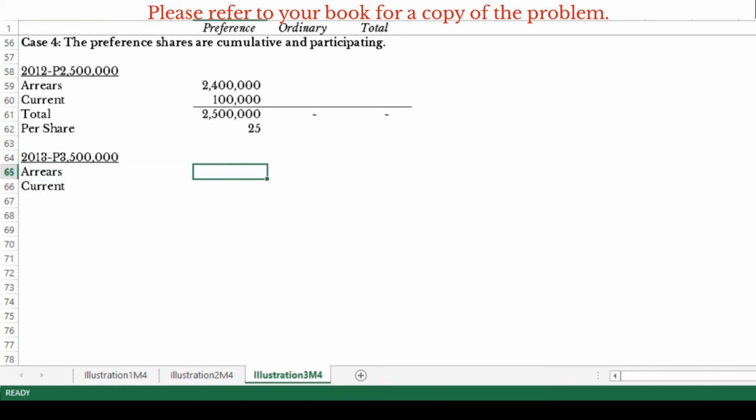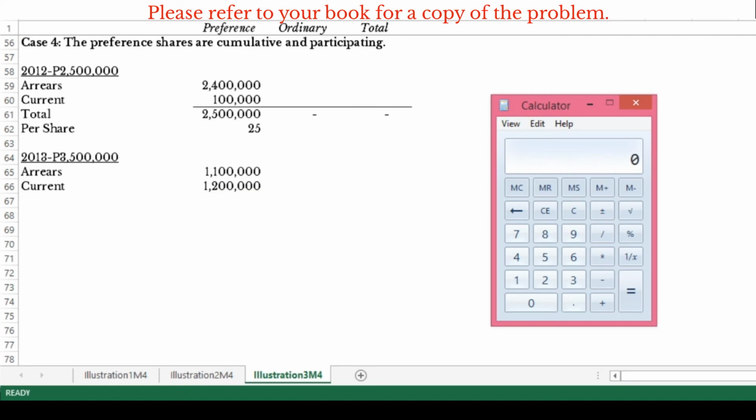So, may utang tayo from 2012 na 1.1 million. So, katulad lang to nung kanina sa cumulative natin ha, wala pa itong pinagkaiba doon. Mamaya pa pag may sobra. So, after that, we can also pay now for the current year's dividend na 1.2. Ayan. So, magkano pa yung tira? So, 3.5 minus 1.1 minus 1.2.